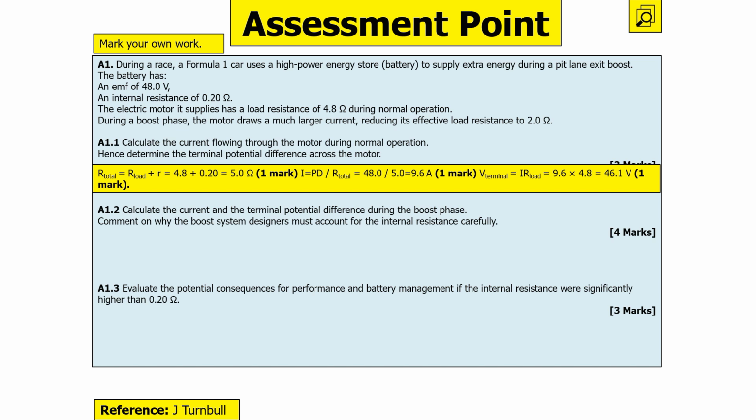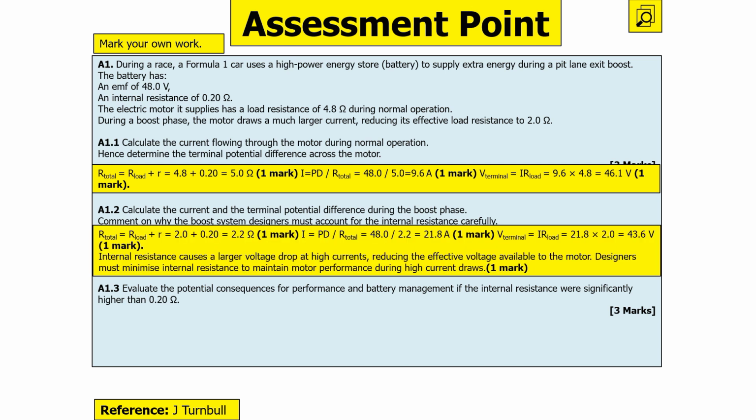In our next question, again, we know that the total resistance is going to be 2.2 ohms. We know that the current is therefore going to be PD over this, so it's 21.8 amps. So our terminal potential difference is going to be 43.6 volts.